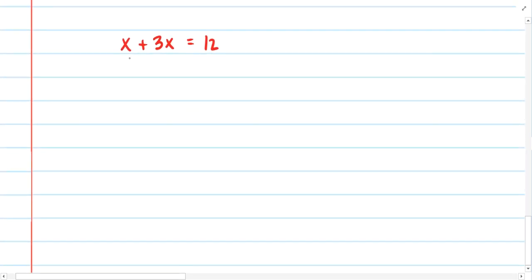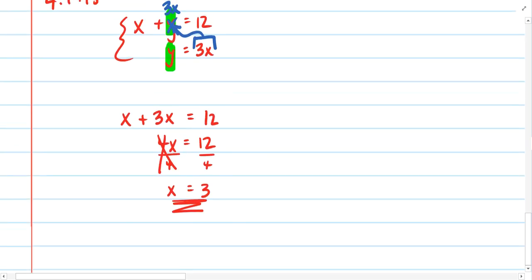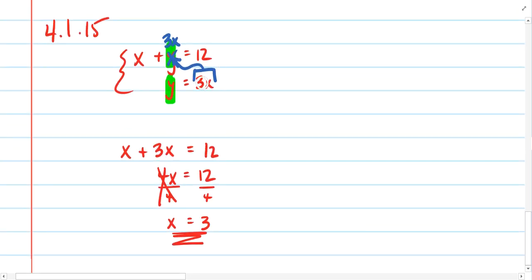Well, this is helpful because if x plus 3x is equal to 12, then when I combine these two like terms, I see that 4x is equal to 12. And now I can divide both sides by 4. And I find that x by itself, because this will cancel, x by itself is equal to the value 3. And here again, the value of x in the first equation and the value of x in the second equation are the same thing.